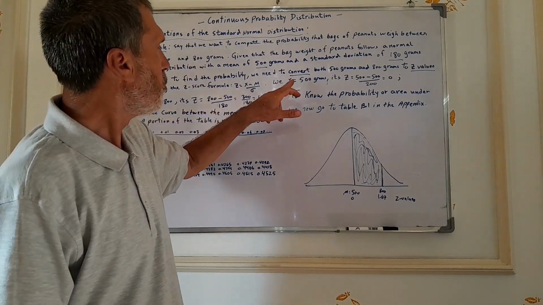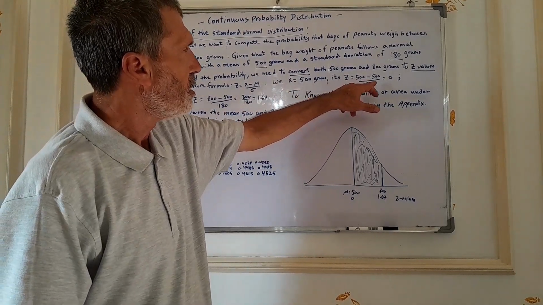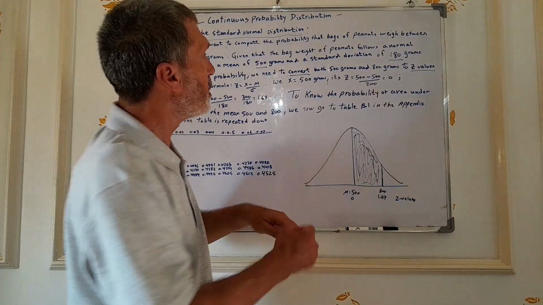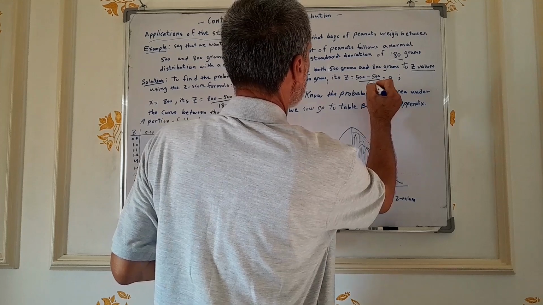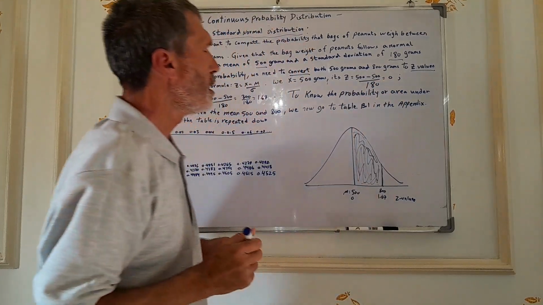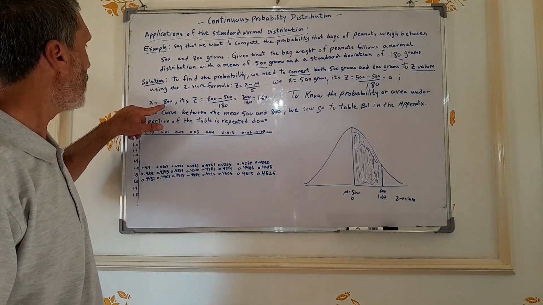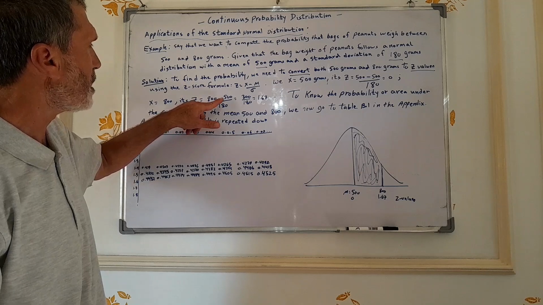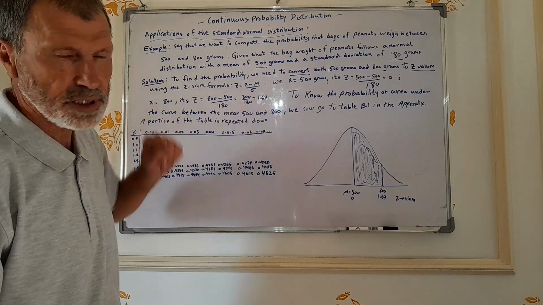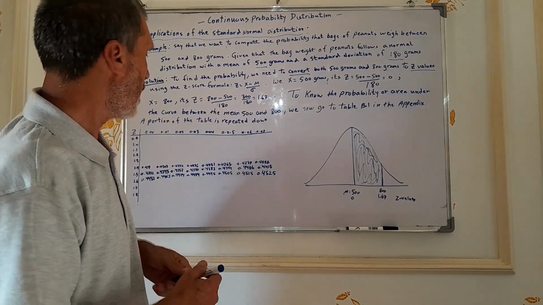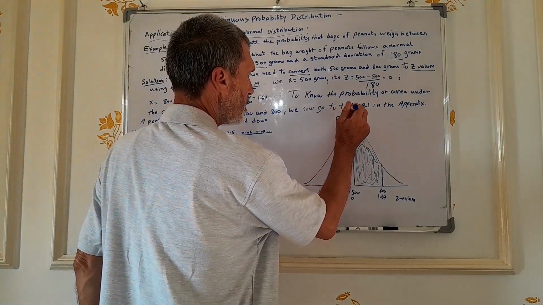When x equals 500 grams, z is equal to 500 minus 500 over 180, and we come up with 0. Now, x equals 800, z is 800 minus 500 over 180, which is equal to 300 over 180, and you get 1.67.